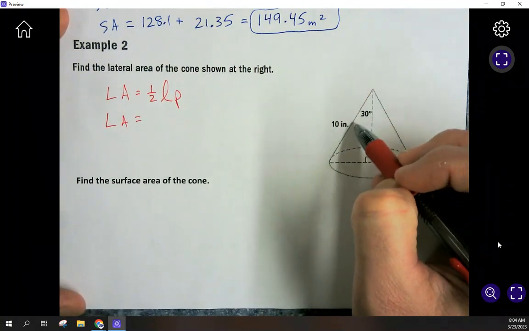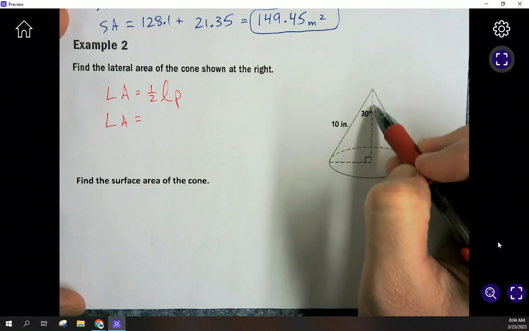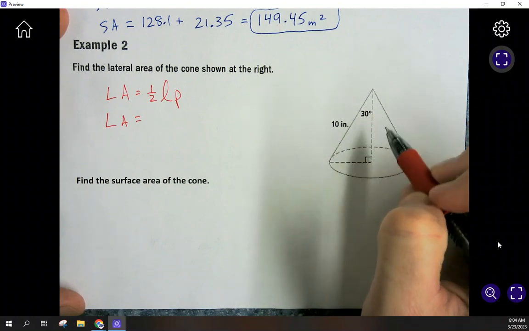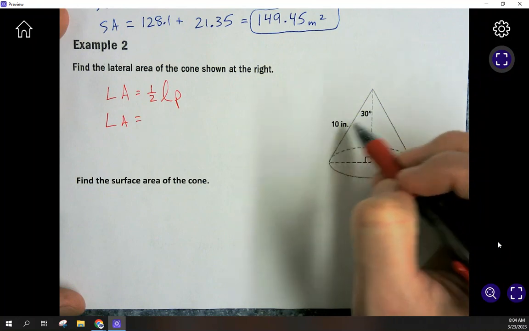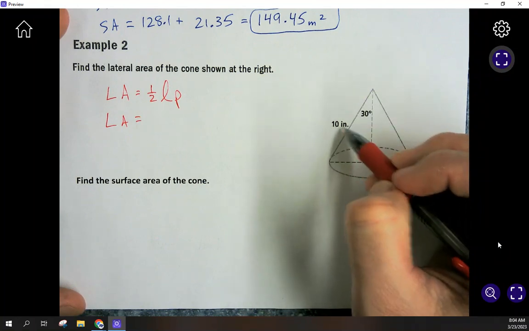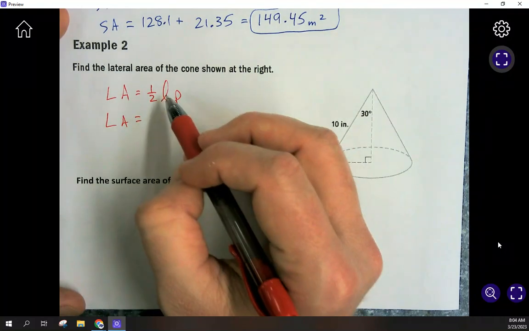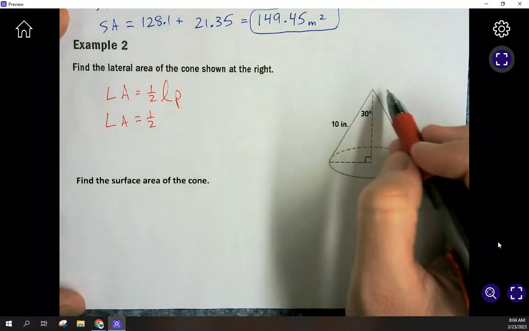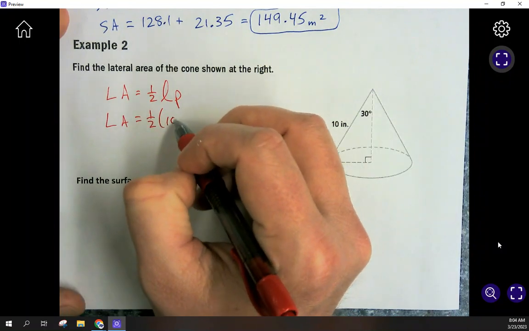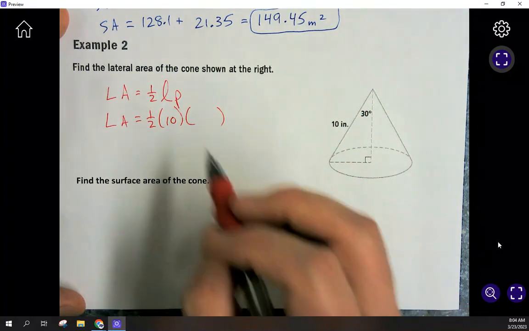All right, in this case, slant height was given to us. Slant height goes down the side of the cone. If they had given you this height instead, you couldn't plug that number in. You'd have to work with your 30, 60, 90 or Pythagorean theorem to find the slant height. So be careful. Don't take the height of the three-dimensional shape and plug it in for slant height. All right, but we're given the slant height. It's 10. And then we have to plug in for the perimeter of the base.